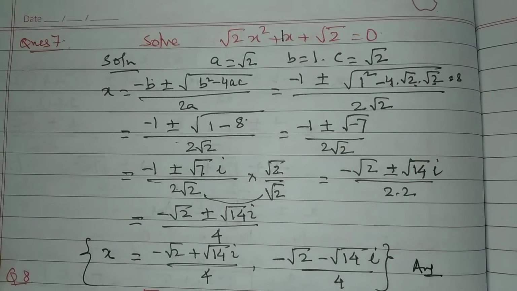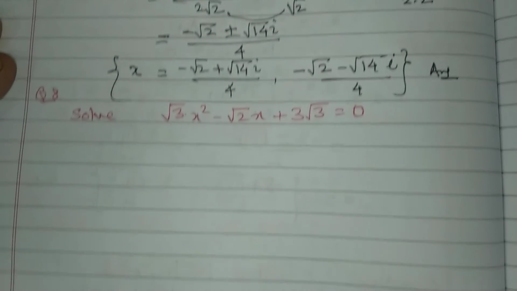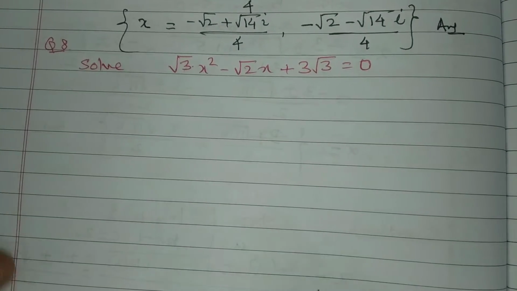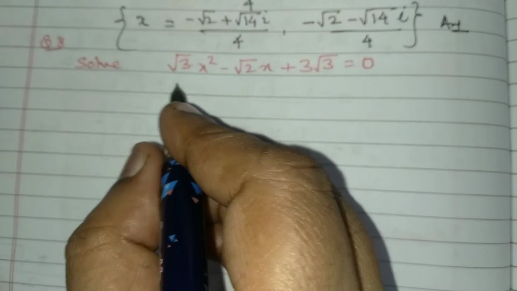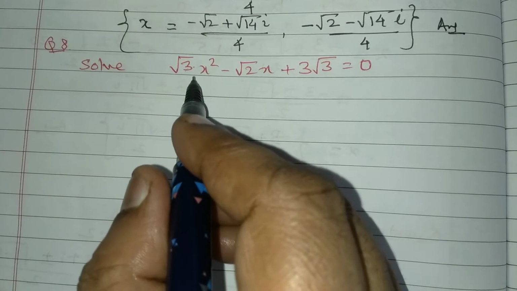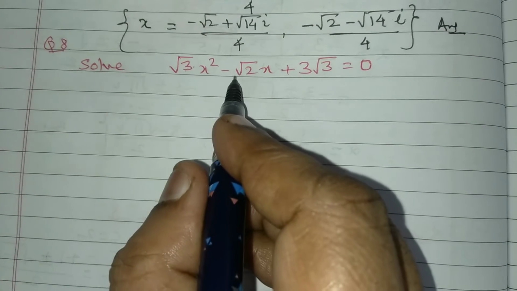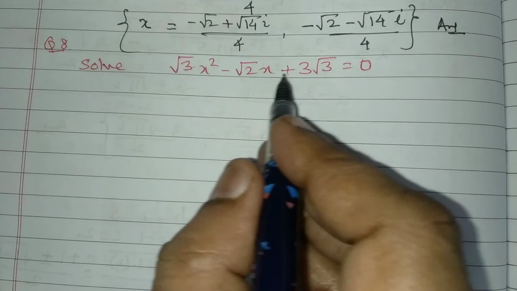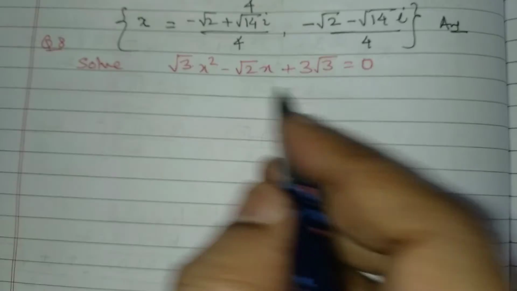So hope you will understand it. So now we are coming to the next question, question number 8. Question number 8 has the equation root 3 x square minus root 2 x plus 3 root 3 is equal to 0.